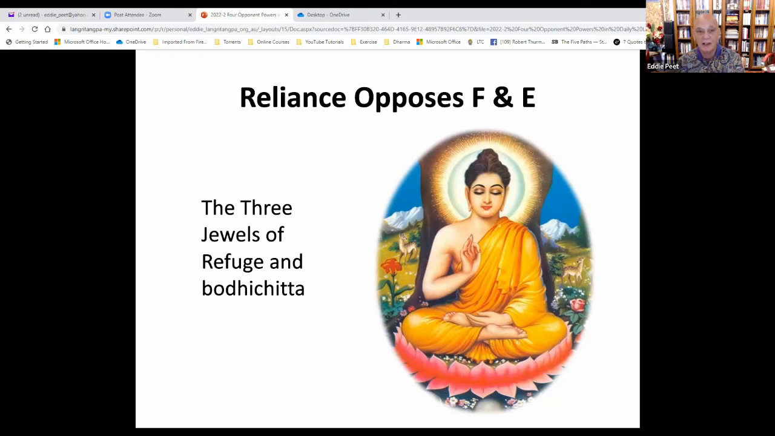So by taking refuge in the three rare sublime ones and the mind of enlightenment, we are re-establishing the right attitude towards our desire to bring about a sense of freedom for ourselves and a sense of enlightenment.